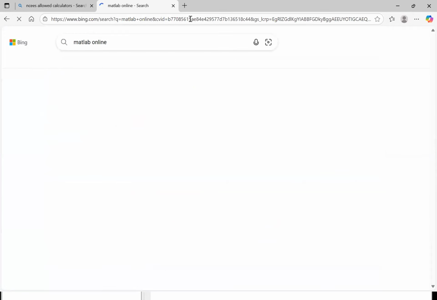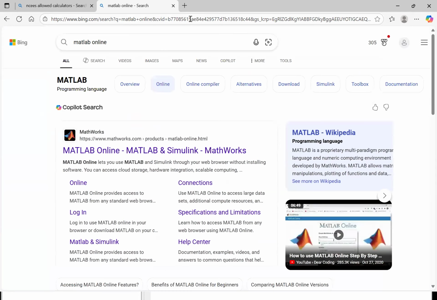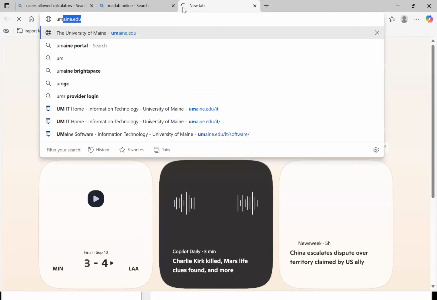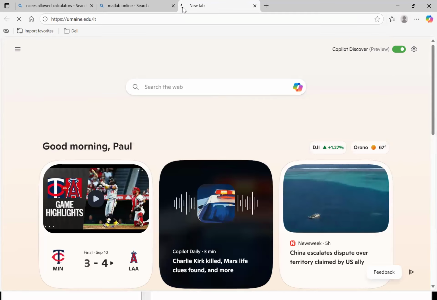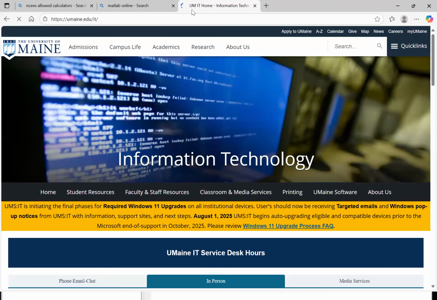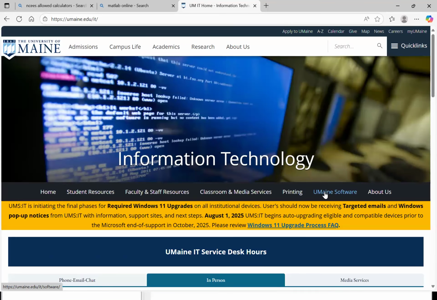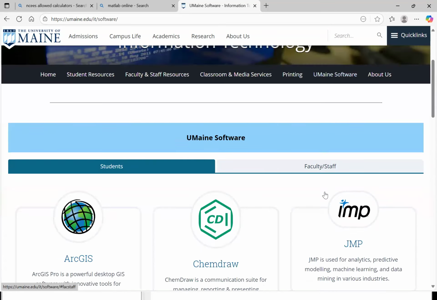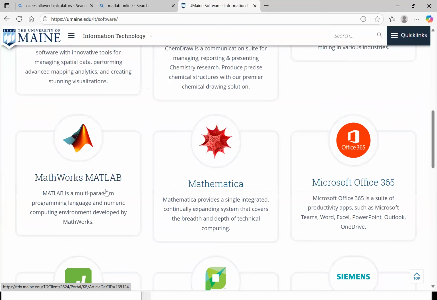Do you have the link to download it? No, the link to download it. I thought we did that. Did we do it in class at the beginning? UMaine software. Just go to umaine.edu/IT. See, it says UMaine software. And if you scroll down, there it is. It has all the details.